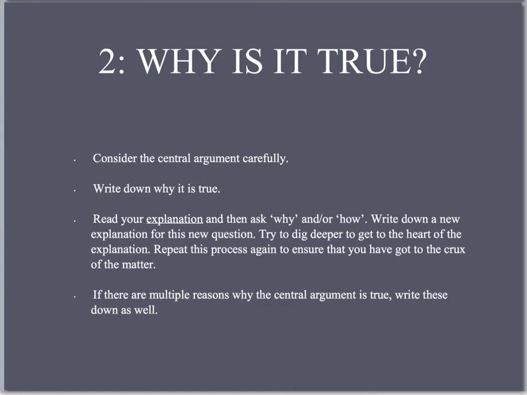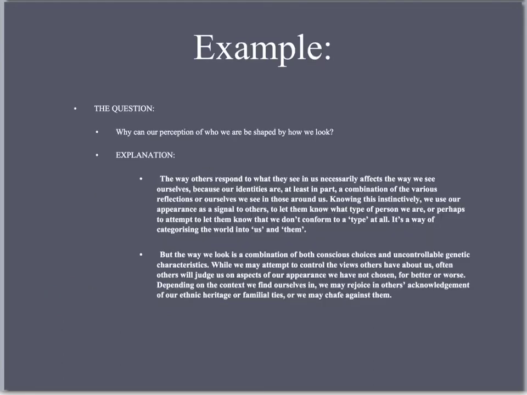So write down a new explanation for this question, and in doing this, what you're trying to do is dig deeper to get to the heart of the explanation, making sure that you've gone back to basics. So an audience who knows nothing about identity and belonging can actually understand where you're coming from. So you repeat that process again to ensure that you've got to the crux of the matter, to ensure that you've actually explained it thoroughly. And, of course, if there are multiple reasons why the central argument is true, write these down as well. So you may find that you've got 2 or 3 paragraphs or 2 or 3 dot points to explain why the central argument is true.